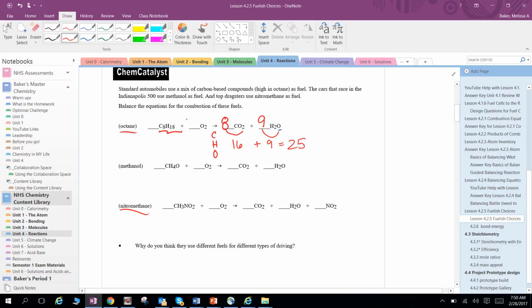That's an odd number. So temporarily I can put a 12.5 because 12.5 times 2 is 25 on that left oxygen. And I can't leave it that way, so I'm going to double all of my coefficients for my final answer.